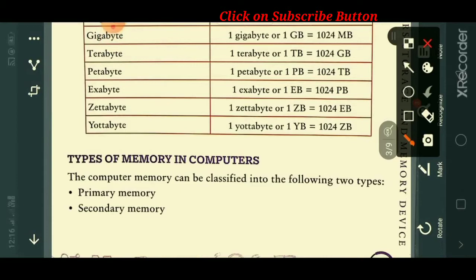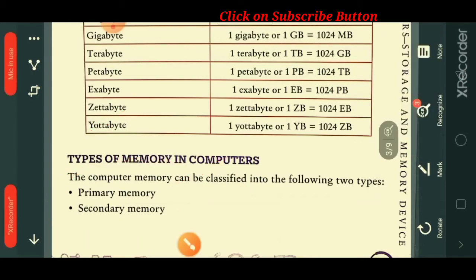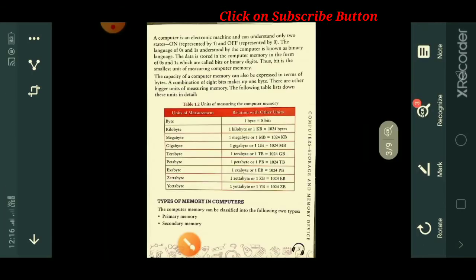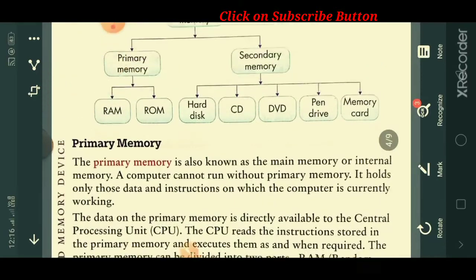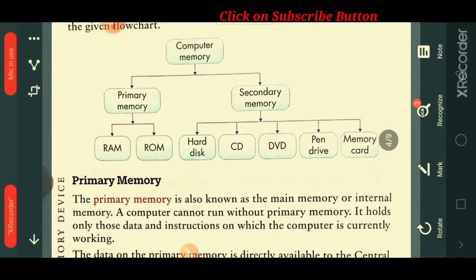In today's class, I am going to explain the next topic of your first chapter, that is types of memory in computers. Our computer has memory. The computer's memory is classified into two types. First one, primary memory, and second is secondary memory. Further, these primary memory and the secondary memory are classified into different parts.